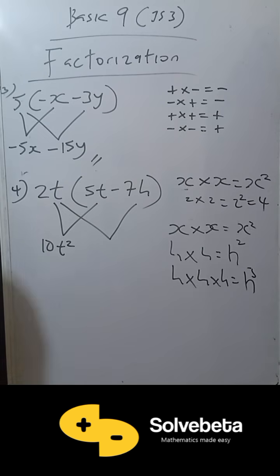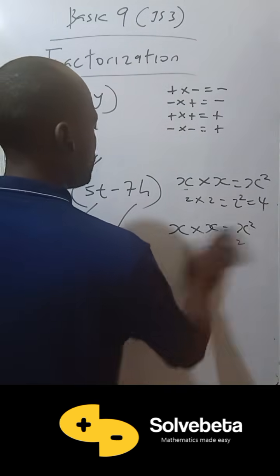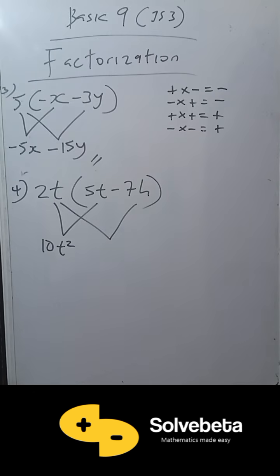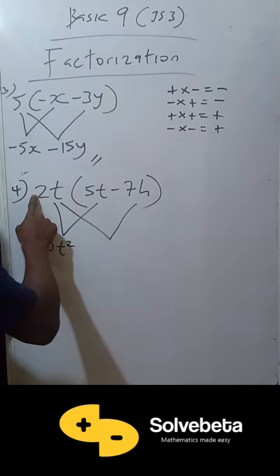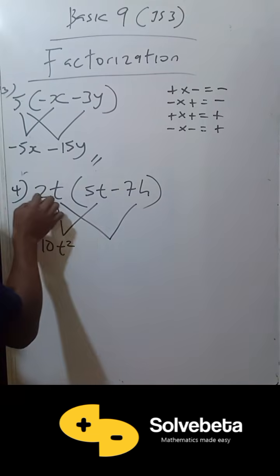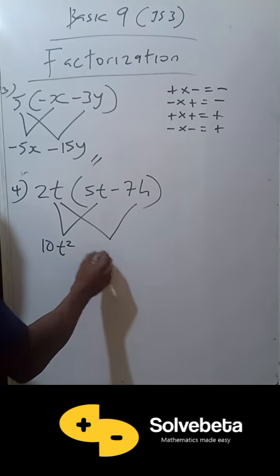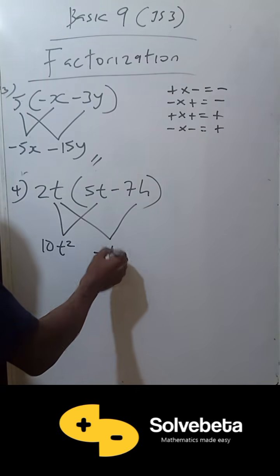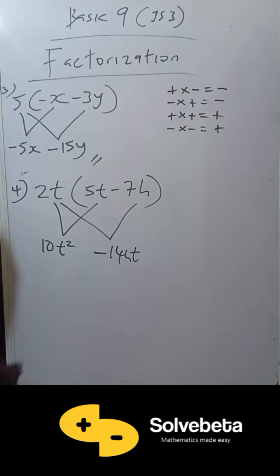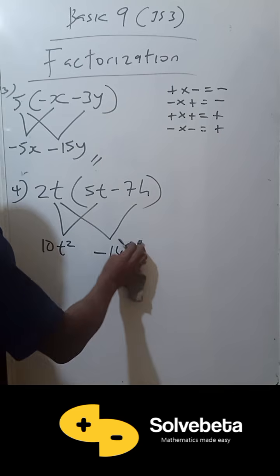So are you with me? Now let's go ahead. We want to multiply 2t by 7h. Plus times minus gives minus; 2 times 7 is 14. T times h is what? ht. We tend to write letters in alphabetical order.